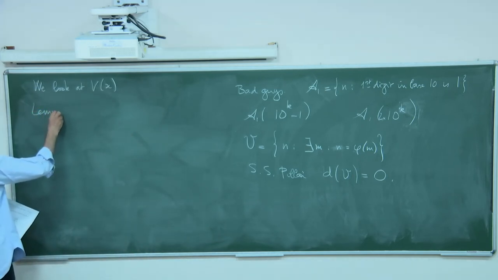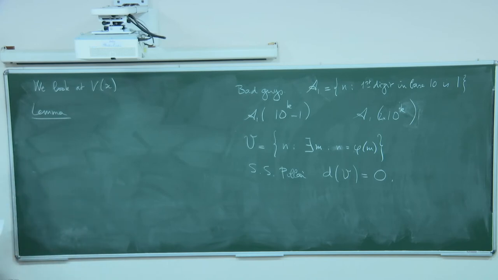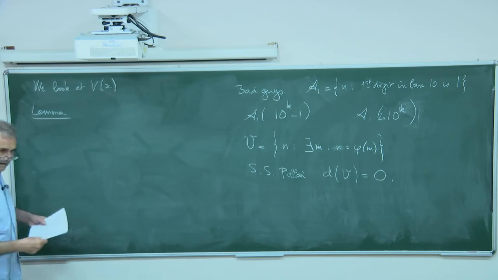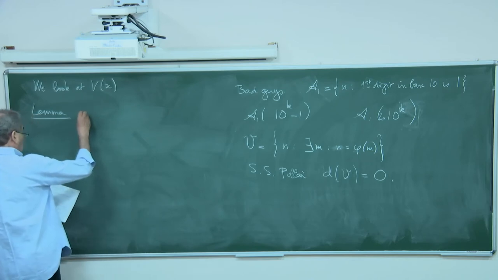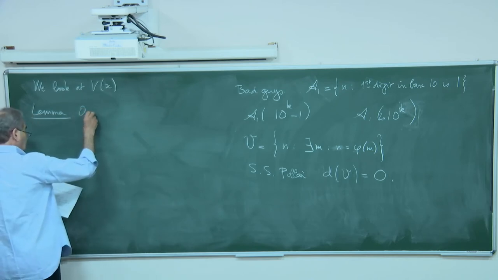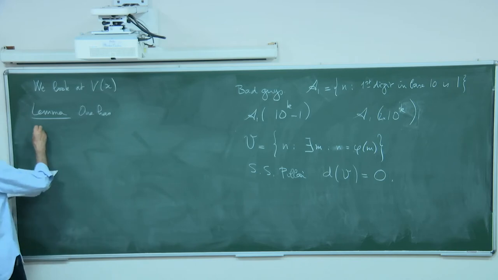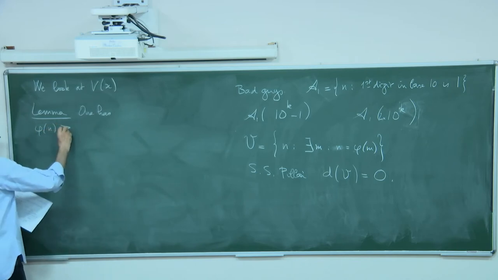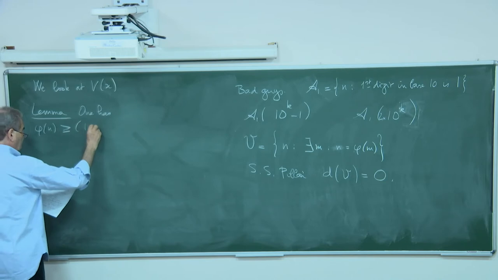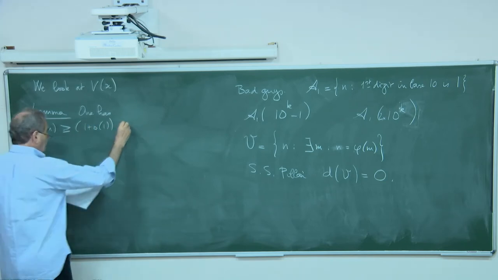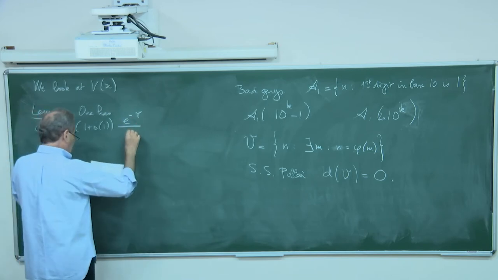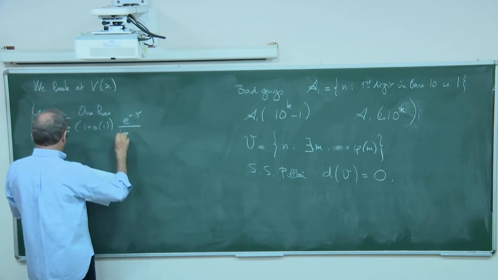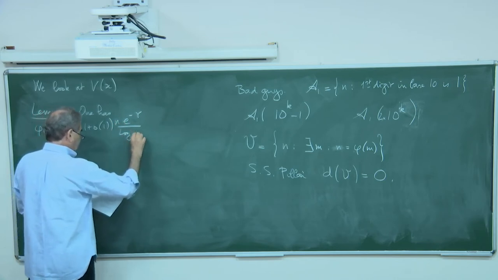Let us say this is a lemma. You get that with the Mertens theorem. So Mertens refers to Mertens, and something like the prime number theorem is a slightly weaker form of this. The lemma tells you the following: one has phi of n is larger than (1 plus little o of 1) times e to the minus gamma, forget about that, this is a constant, and that's it, over log log n. N over log log n.